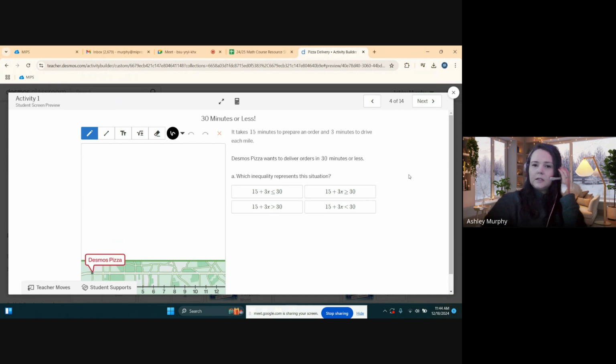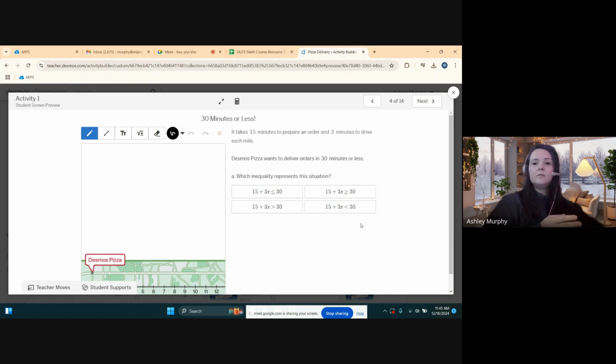So we have our same story problem that we've been working with, but now we're looking at some inequalities. You're a good business with your pizza, and you want to promise your customers that you will deliver in 30 minutes or less. So let's really think about which one of these inequalities is the right one for this situation.